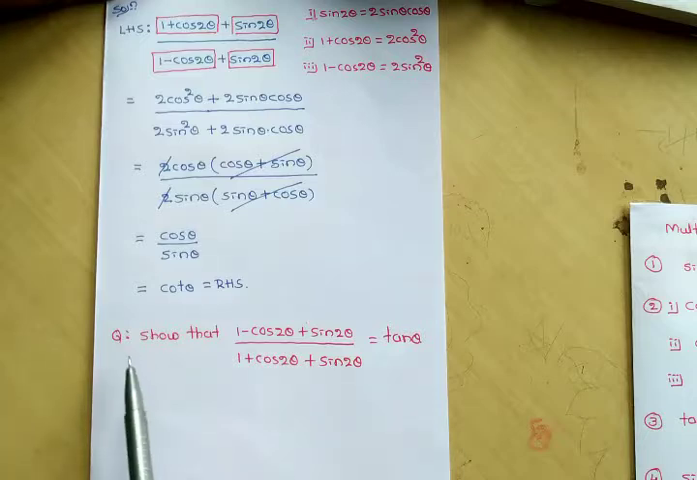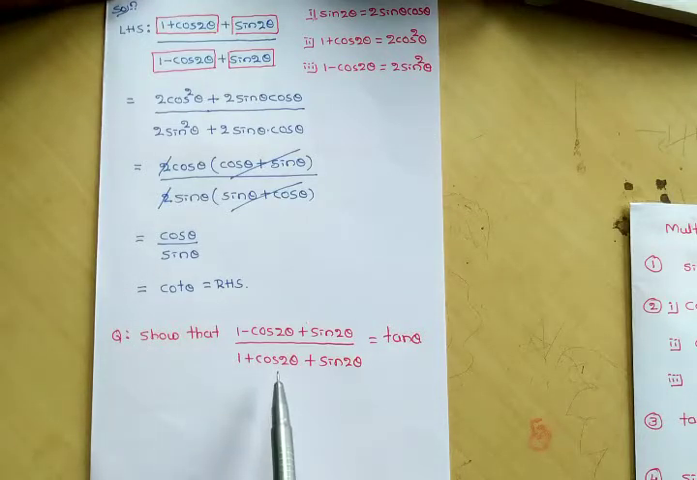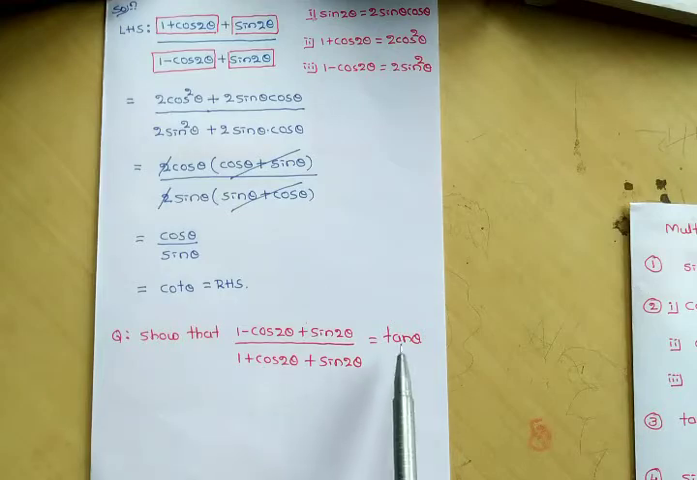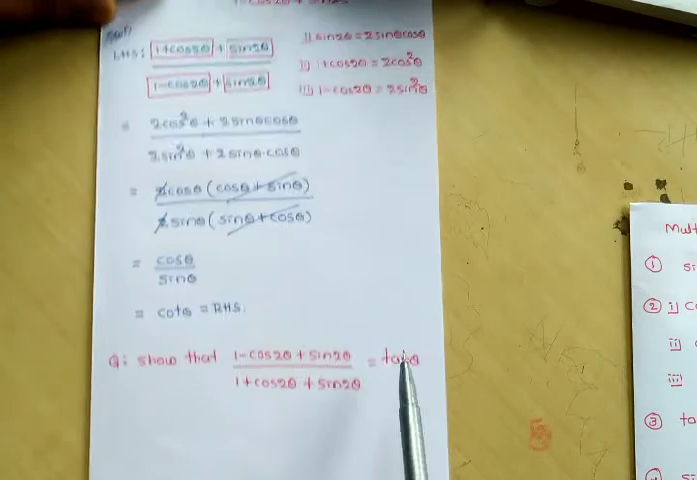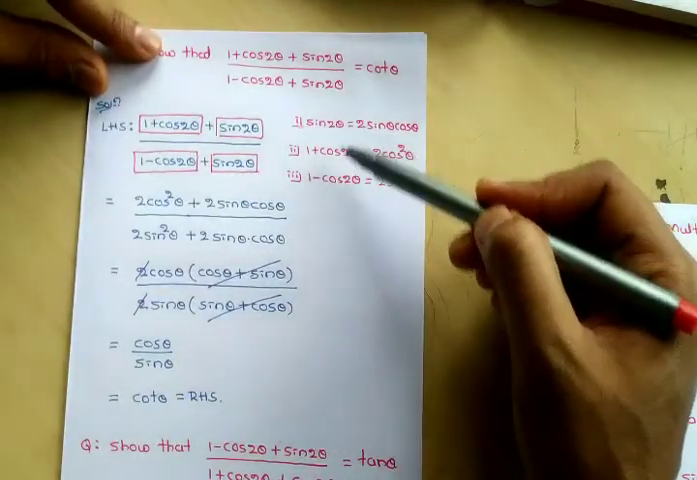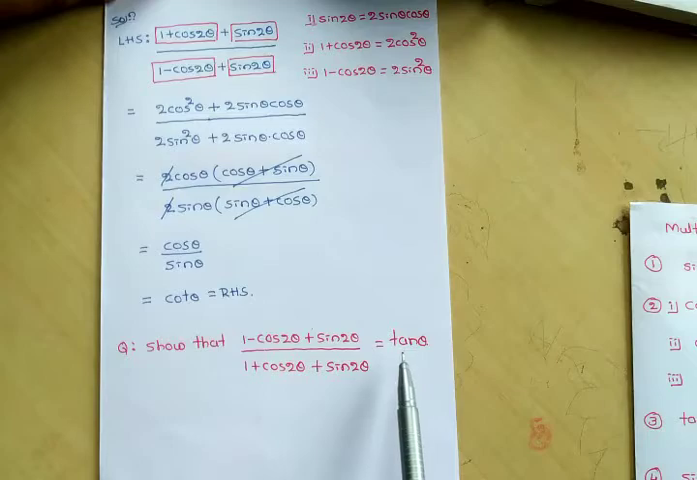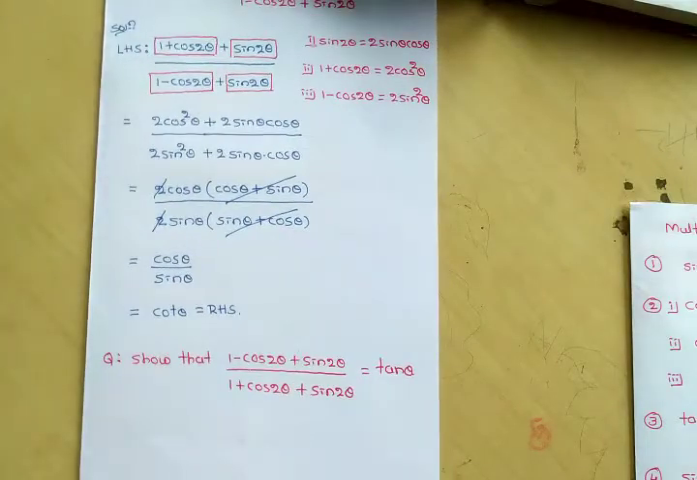So next, same example, but in reverse order. You try this. Show that (1 minus cos 2 theta plus sin 2 theta) divided by (1 plus cos 2 theta plus sin 2 theta) equals what? Tan theta. Same process, same formula you are going to apply, but in reverse order. So you will get which value here? Tan theta.